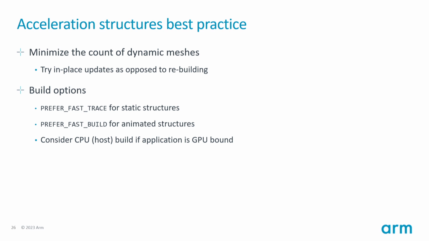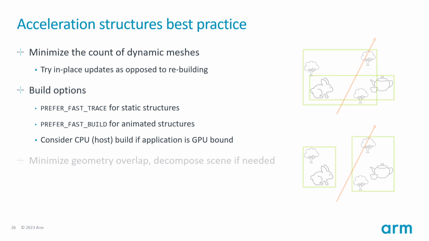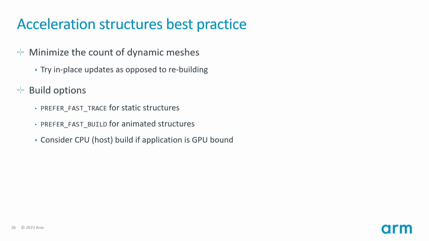For example, use fast trace for the static acceleration structure and fast build for the top-level structure that will be updated for animations. So the API also allows building a structure on the CPU. So you can build the structure on GPU or on CPU. So when your application is GPU bound, you may be able to switch the acceleration structure building to the CPU.